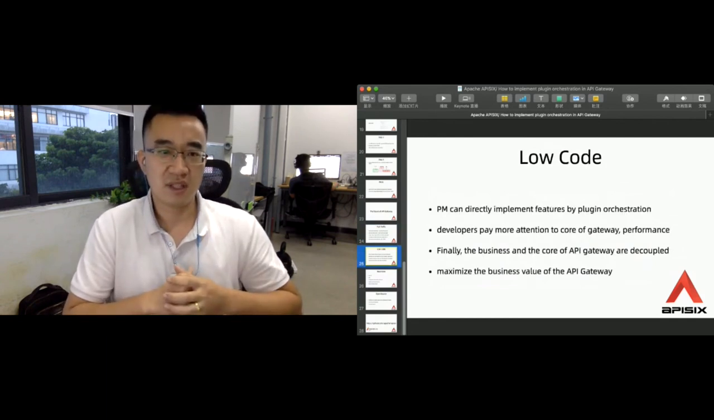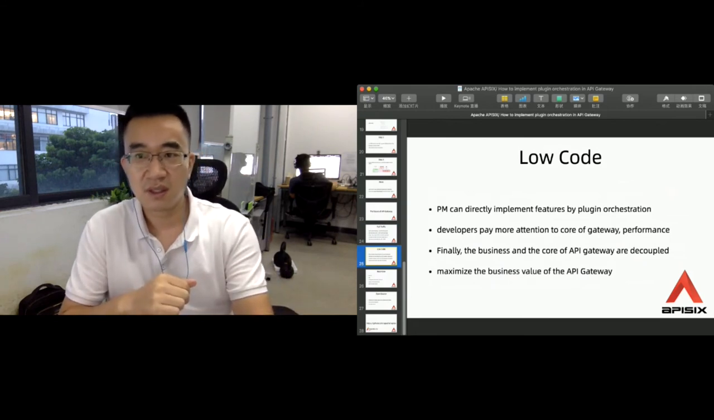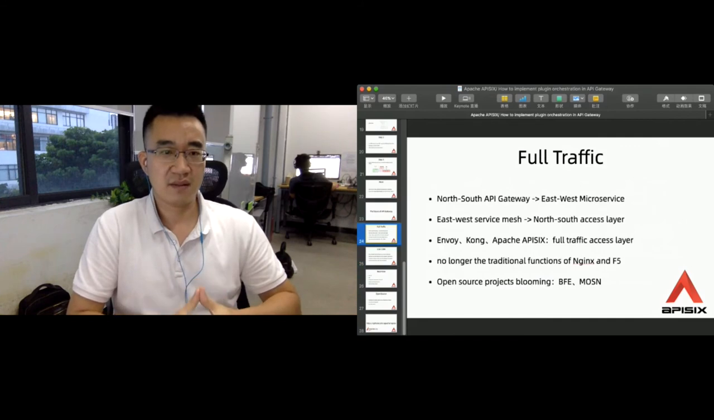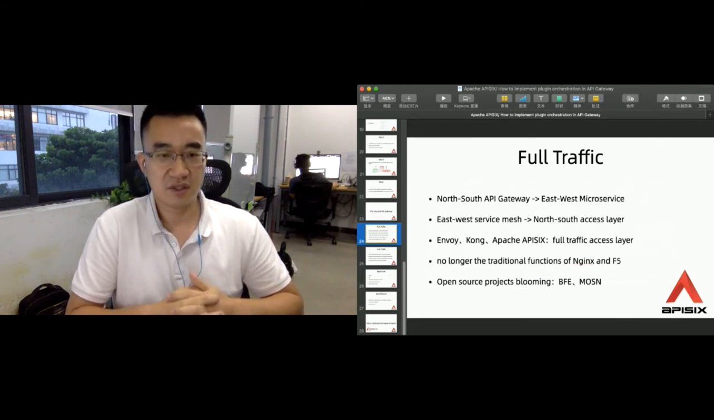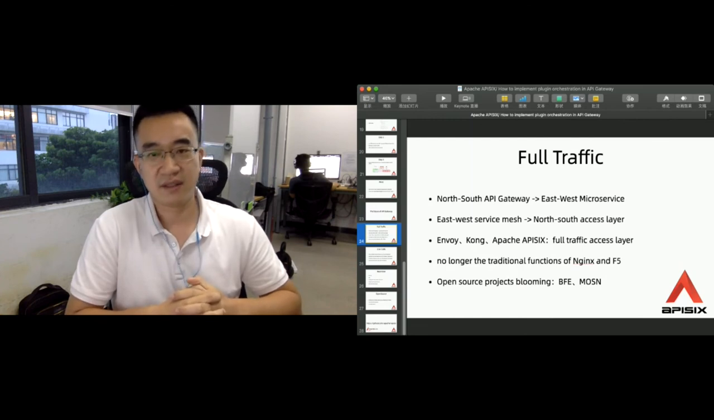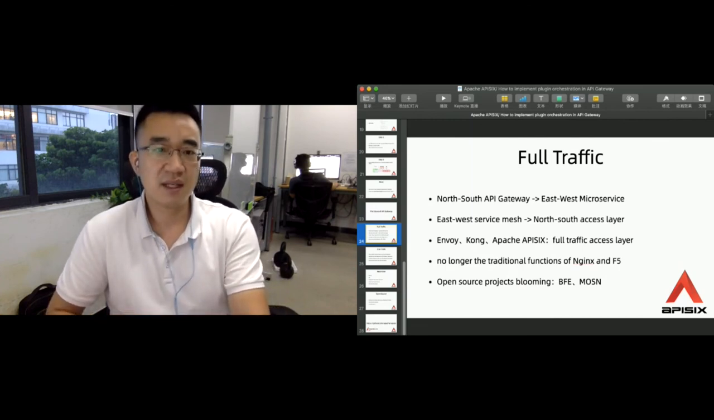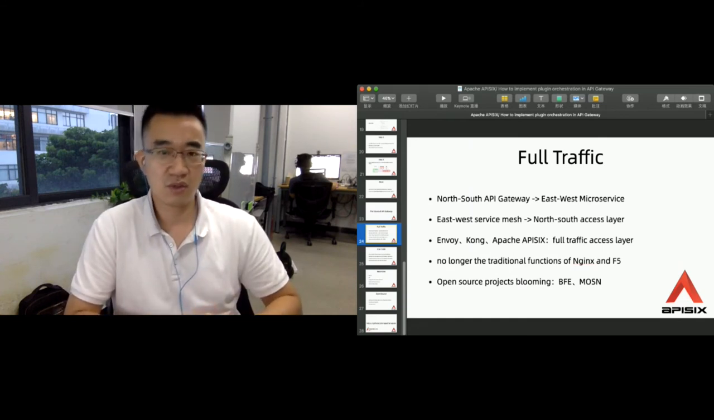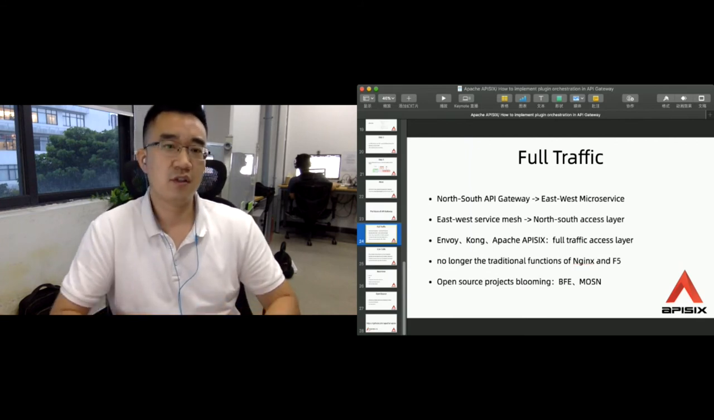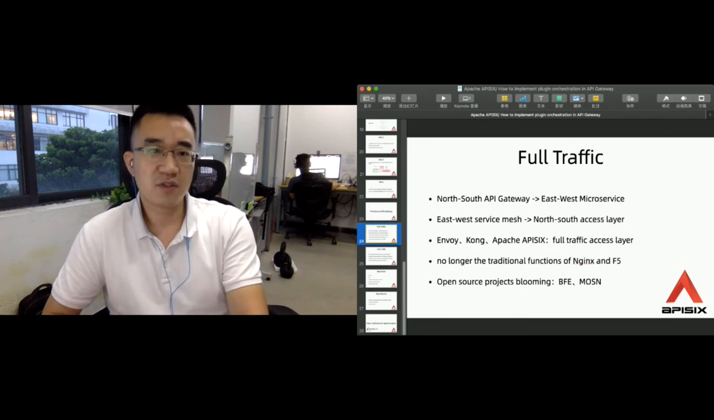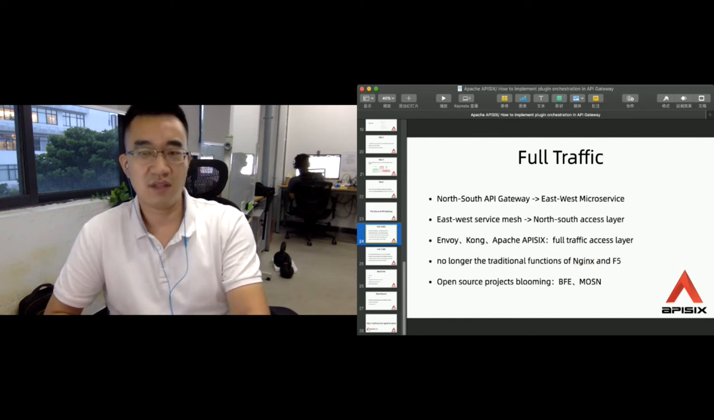The first trend is that the traditional north-south API gateways begin to process the east-west microservice traffic. For example, Nginx has launched Nginx Controller and Nginx Unit. Kong and APISIX also act as microservice API gateways. At the same time, the east-west service mesh projects are also trying to act as north-south access API gateways. So for the open source projects, all of them want to process full traffic. Open source projects about processing traffic are booming now. We can say Baidu's BFE and Alibaba's MOSN. They are all focused on traffic.